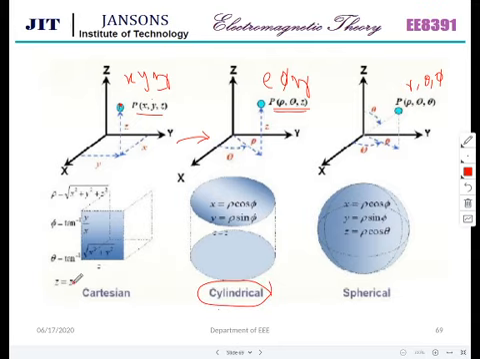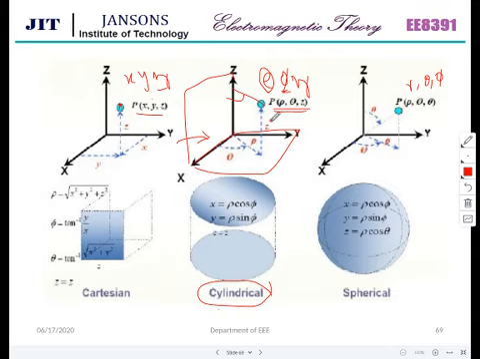So likewise, this is a different coordinate system representing the same point, which is called the cylindrical coordinate system. A point is represented by rho. Rho is nothing but the distance between the z axis and the point. Phi is the angle between the xz plane and the vector. And z is the height from the origin, or from the xy plane, the distance from the xy plane.